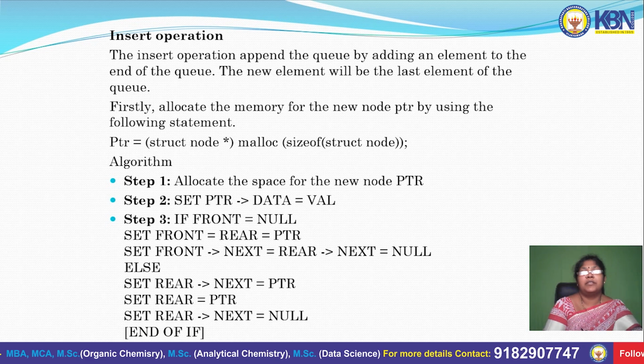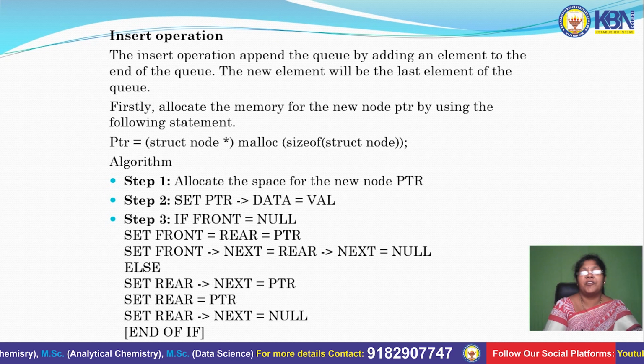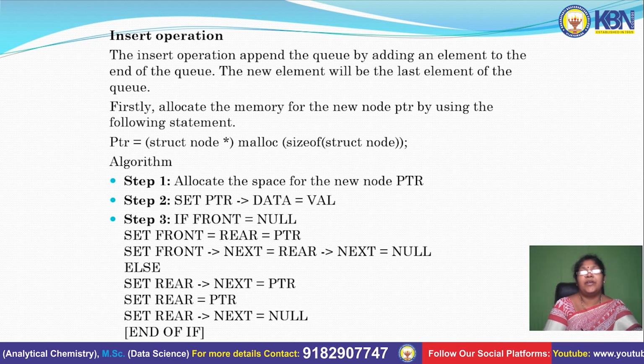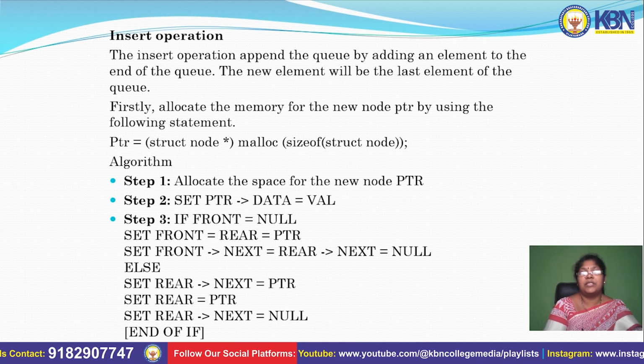Now see the insert operation and its algorithm. PTR equals a structure node, which is the memory allocation. Step 1, allocate the space for the new node PTR. Then set PTR data equal to value. Then if PTR equal to null, that is, front equal to nothing, set front equal to rear equal to PTR, the first element. Then set the next of front and rear equal to null, which means nothing is there.